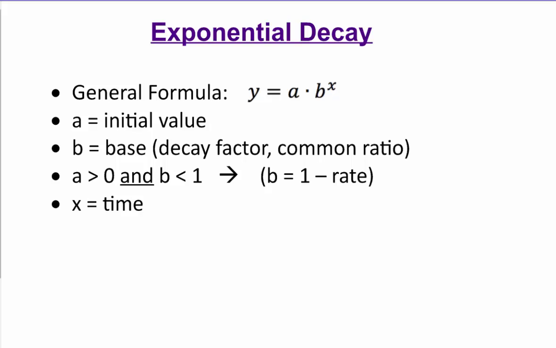So when looking at decay situations, your a value will be greater than 0, and your b value will be less than 0. So make sure you're paying attention to that, because when coming up with your b value, you're going to be going 1 subtract the rate. When it is a decay situation, you're subtracting the rate from 1. And then x will represent time in most situations, like we said before.